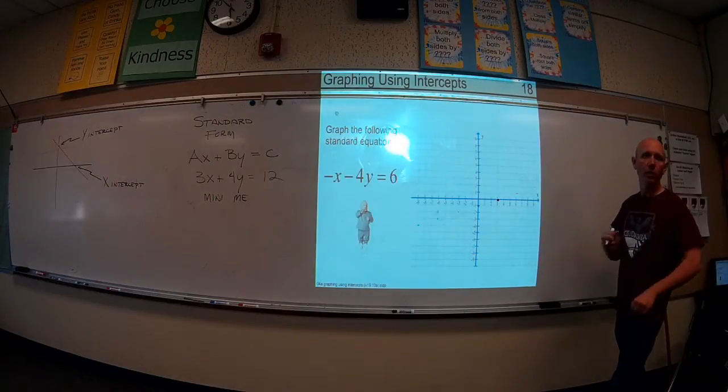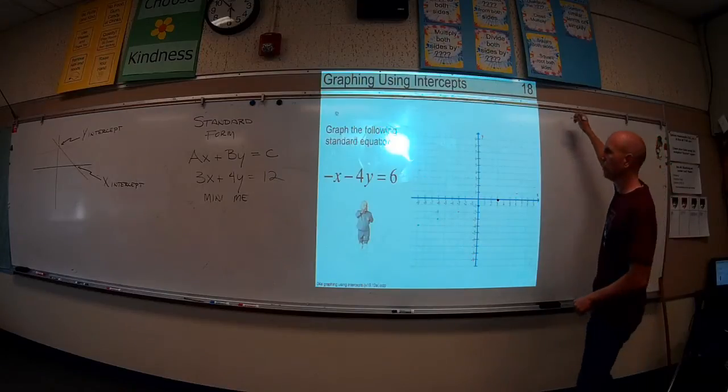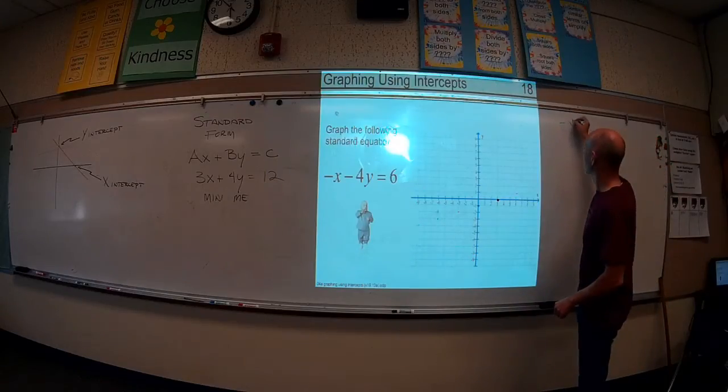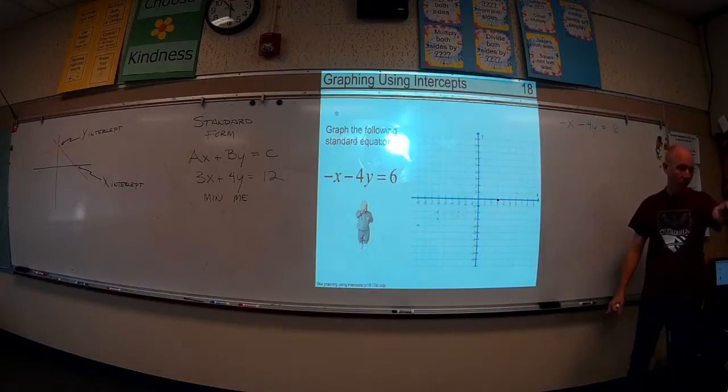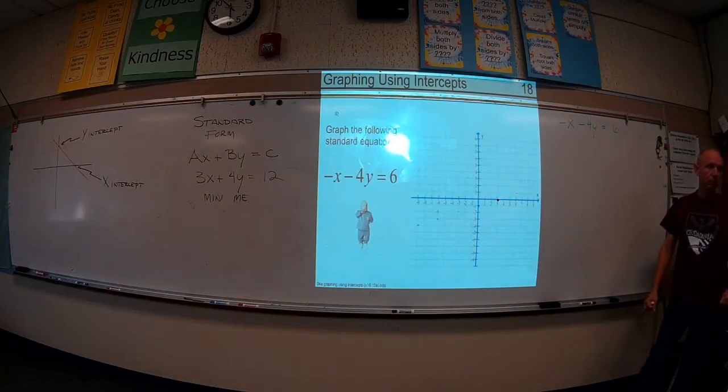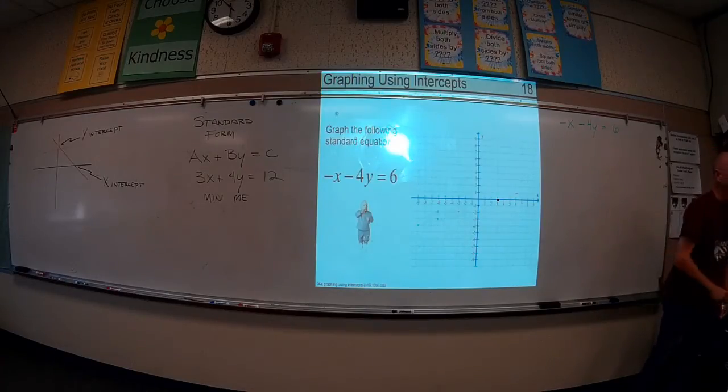Here's the equation, Marvin. Equation up here: negative x minus 4y equals 6. You got that, Cameron? Yeah. My question, how do I start the process? I'm going to split it into 2 mini equations.